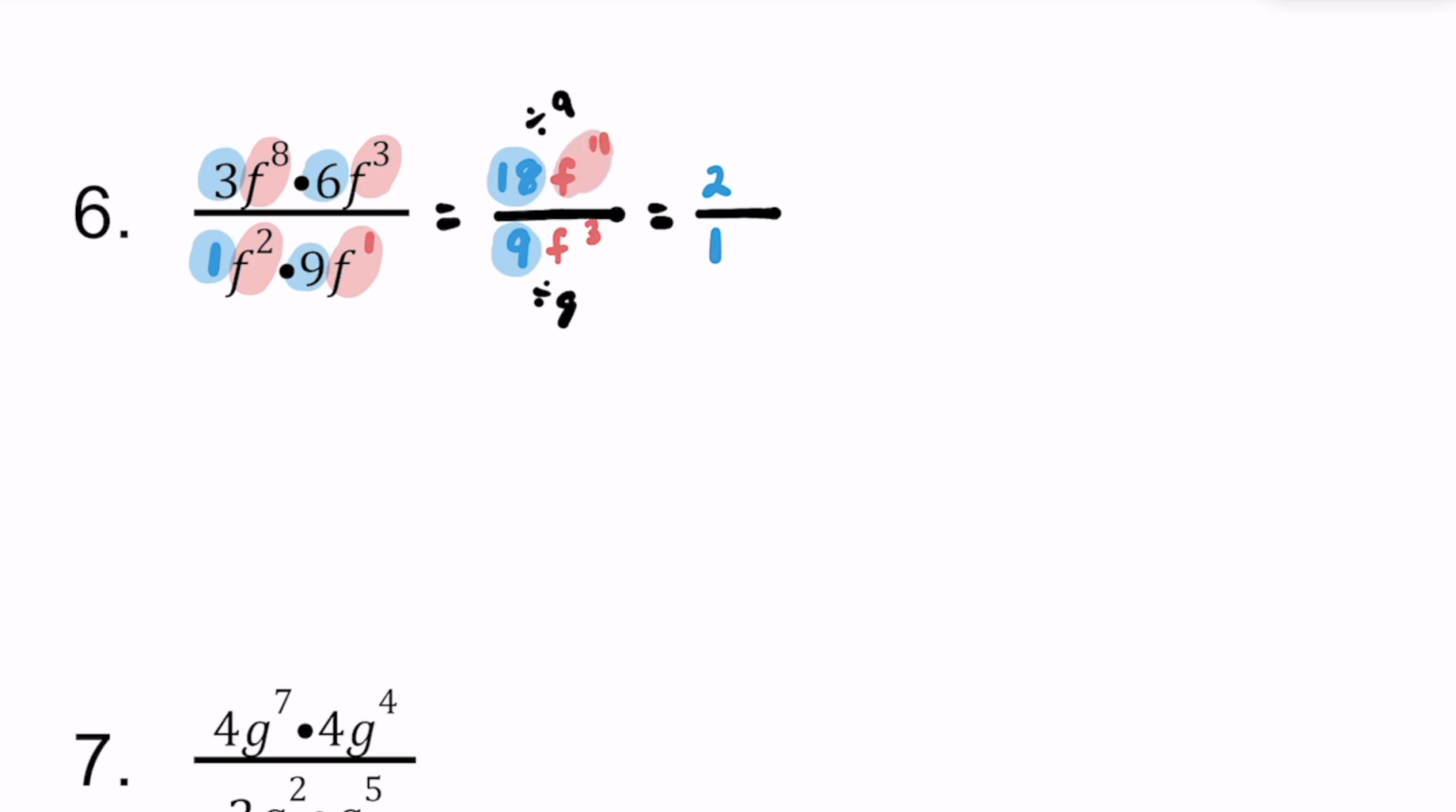Moving on to the f to the 11th power over f to the 3rd power, we can use that quotient property. And 11 minus 3 is going to be 8. So it's going to be f to the 8th power. All right. Now dividing anything by 1 is just going to stay the same. So we can go ahead and say this is going to be 2 times f to the 8th power. This would be our most simplified expression.